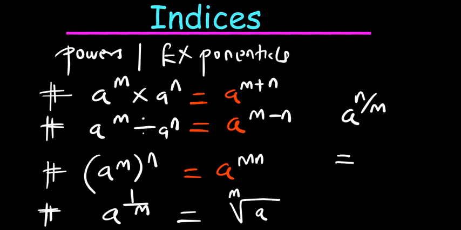The way we can solve this one, the denominator becomes the root. So in this case, I'm going to have the root m, then there is a there. Then what I have as a numerator becomes the power, which is n, like that. So basically, these are the rules of indices. Now let's solve some questions.